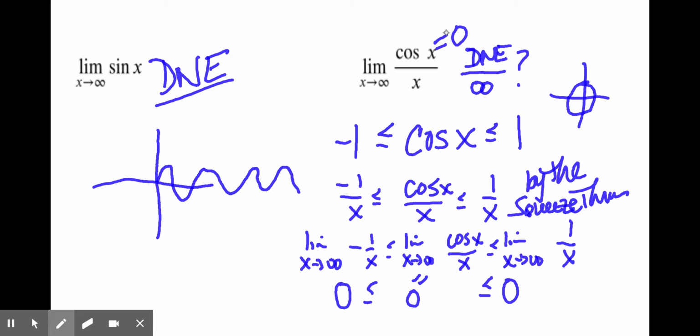All right, so again, DNE over infinity means nothing to me. It's not indeterminate. You need to figure out some way to get the value of the limit. And this is one way to do it.